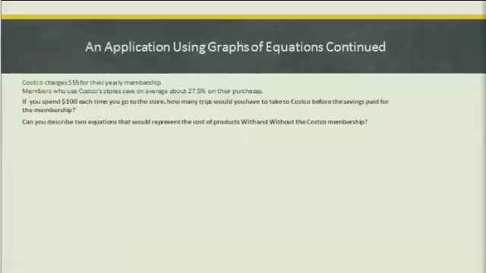Can you describe two equations that would represent the cost of the products with and without the Costco membership? Alright, so what if I told you that y would represent the cost and x would represent the number of trips? Let me try to describe the equation. Let's start with the average trip cost of $100. Without a membership, y equals the cost per trip times the number of trips.